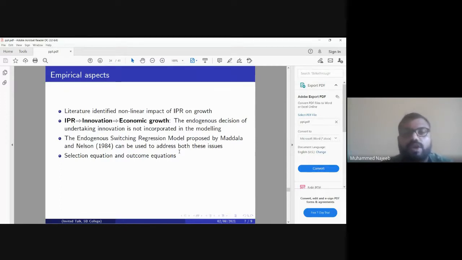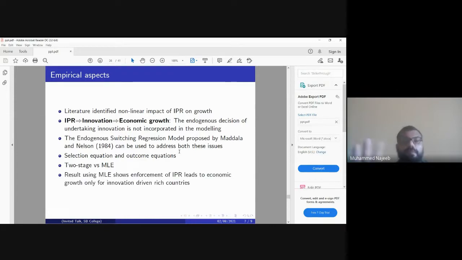So we should have one outcome equation for innovation driven countries and another outcome equation for non-innovation driven countries, and one selection equation also. We can estimate this model using two methods: one is two-stage and another is maximum likelihood estimation. I'm not going into much detail of these, I'm just telling you what result I got. While estimating this model using these two methods, two-stage estimation and MLE, I took 64 countries from 2007 to 2017. And I have observed that the result using MLE shows enforcement of intellectual property leads to economic growth only for innovation-driven rich countries.